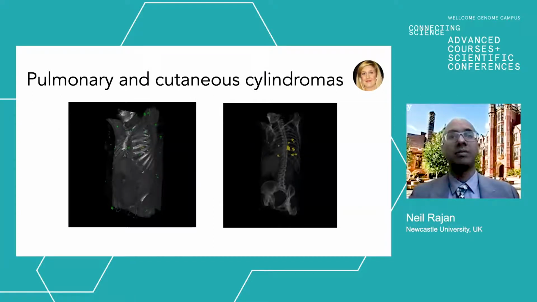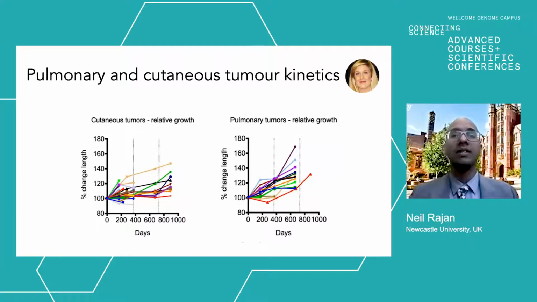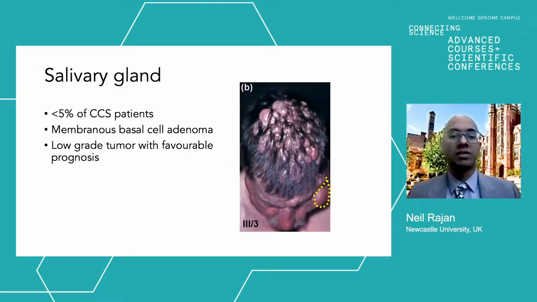Sarah Fennick, who I mentioned earlier, went on to highlight these tumors in the skin in green on the panel on the left, and the pulmonary tumors on the panel on the right in yellow. And when she compared the tumor kinetics in the skin and in the lung, she found that the lung tumors were growing more quickly. These patients can also develop salivary gland tumors in a small proportion, and these are typically of a low-grade tumor type.